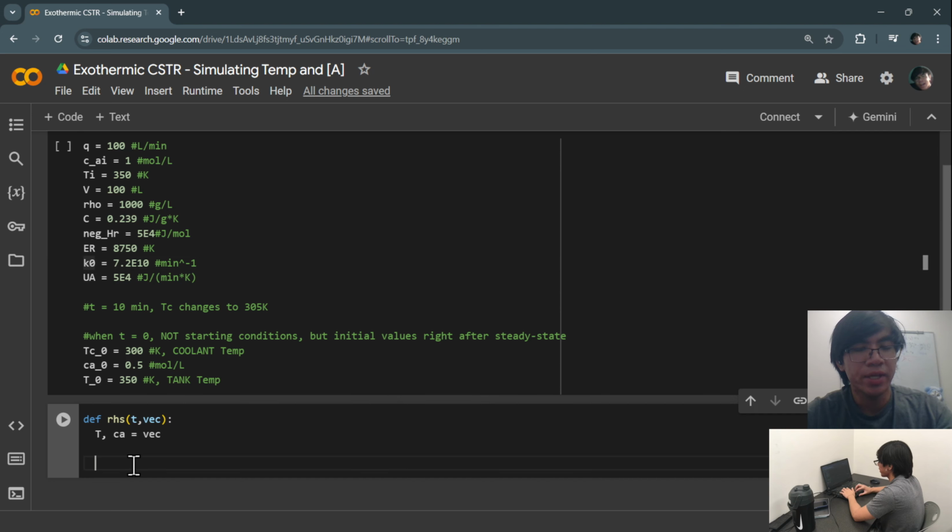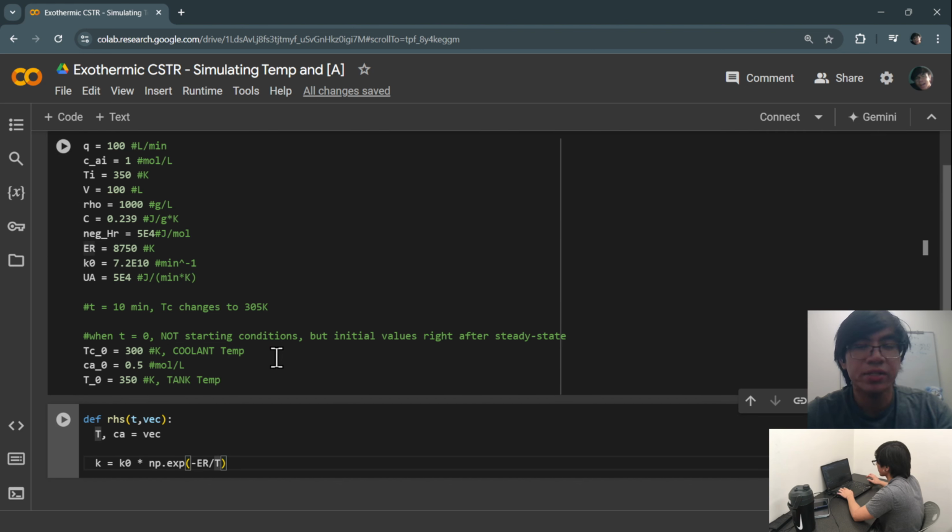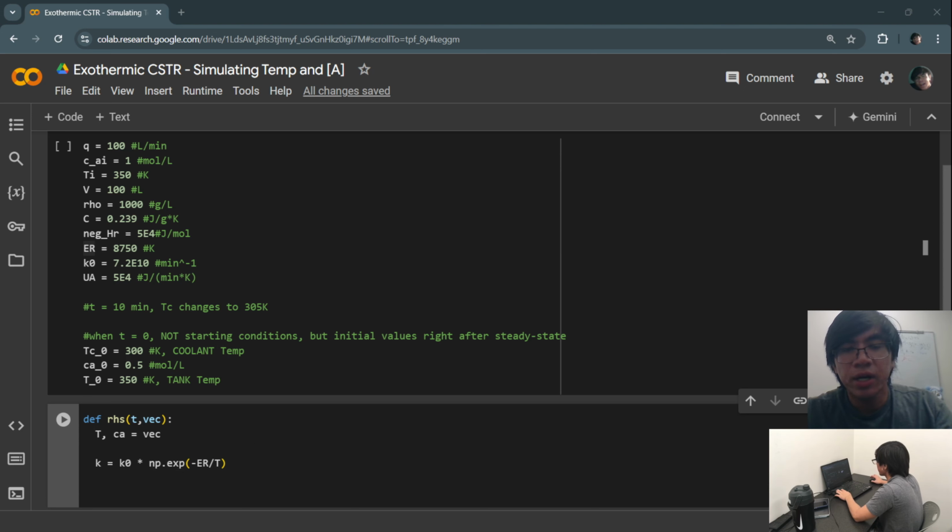So K is equal to K naught times numpy of E, so exponential, and it was negative ER divided by T. Remember, this ER is given to us as E over R, but if you put a division sign here, Python won't like that much, so to avoid any errors, we'll call it ER, and divide by T because the expression is negative E divided by RT. If we have ER, E over R, we simply need to multiply by 1 over T, or just divide by T. So hopefully that's good.